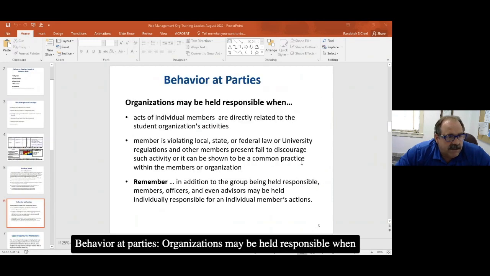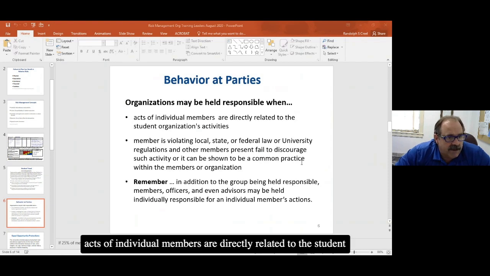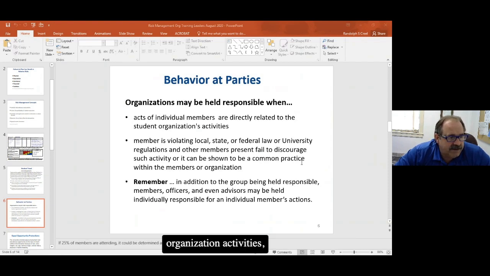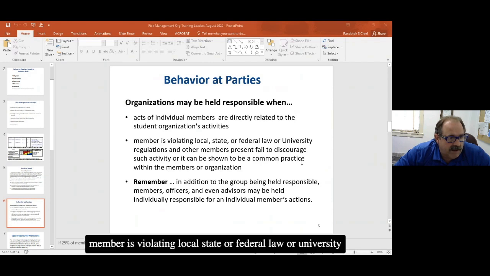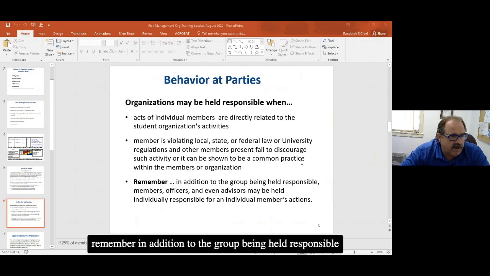Behavior at parties. Organizations may be held responsible when acts of individual members are directly related to the student organizational activities, a member is violating local, state, or federal law or university regulations, and other members present fail to discourage such activities, or it can be shown to be a common practice within the members or organizations. Remember, in addition to the group being held responsible, members, officers, and even advisors may be held individually responsible for an individual member's activities or actions.